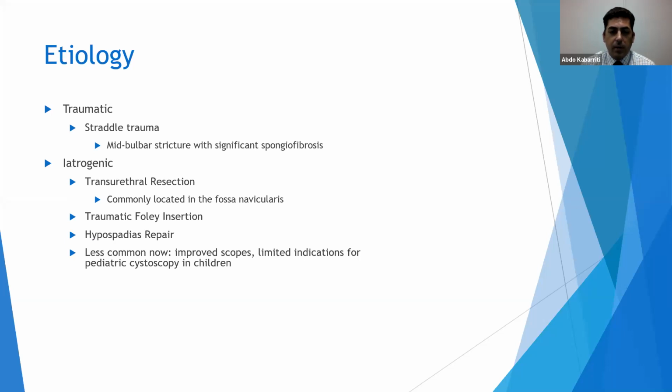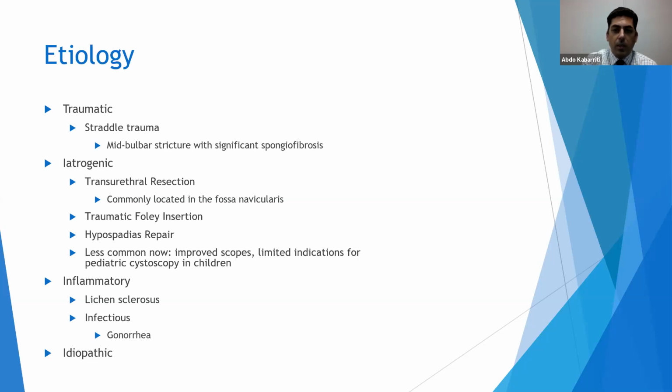Patients with hypospadias repair are also at risk of developing strictures after their repair is done. Now, we see these iatrogenic strictures less commonly now, only because we have improved scopes, we have flexible cystoscopy, and also there are very limited indications for pediatric cystoscopy in children. So we are seeing iatrogenic a little bit less, but the transurethral resection and the traumatic Foley insertion still happen. It could also be inflammatory, such as with lichen sclerosus, or it could be infectious, secondary to untreated gonorrhea. And then, of course, it could be idiopathic.